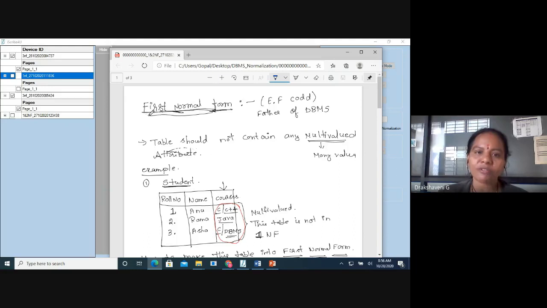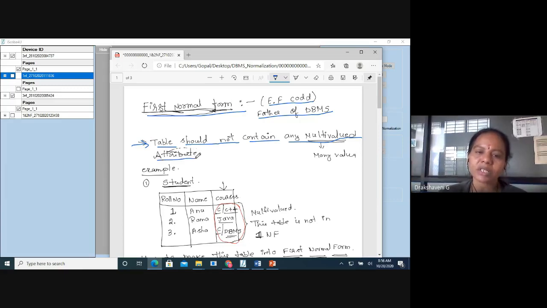So the first normal form says to us... the person who started with the first normal form was E.F. Codd. And who was he? He was the father of DBMS. What does the first normal form say to us? The first normal form says to us, a table should not contain any multi-valued attributes.